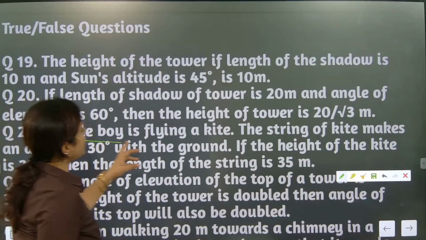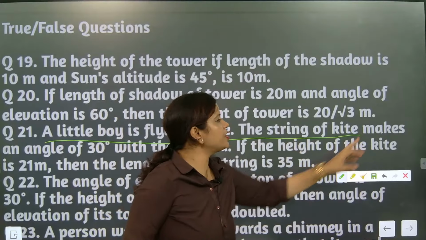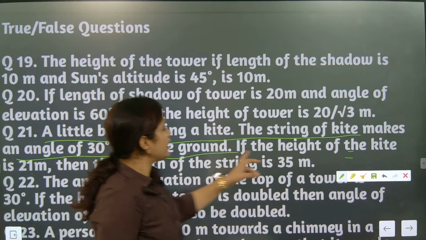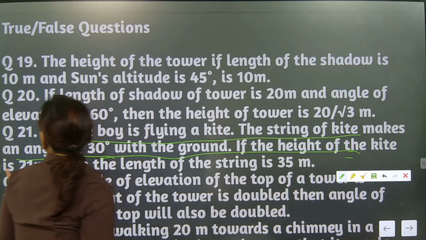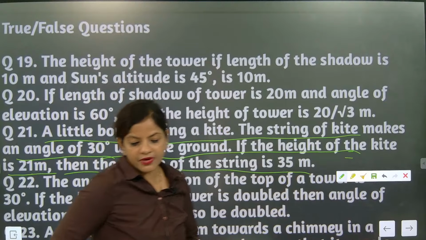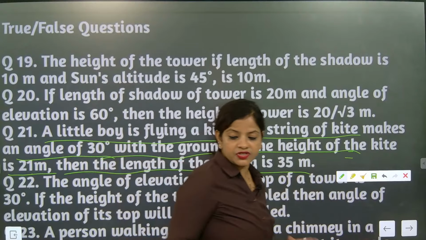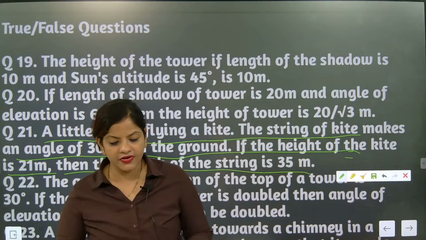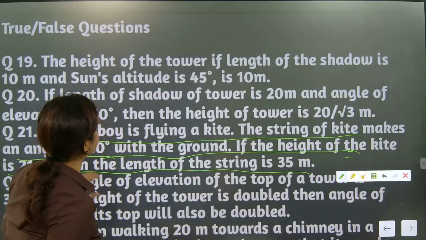A little boy is flying a kite. The string of the kite makes an angle of 30 degree with the ground. If the height of the kite is 21 meter, then the length of the string is 35 meter. Come on, check. Is it true or false? Come on, everyone. Start solving this question.